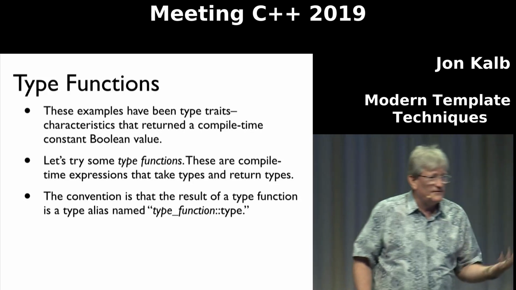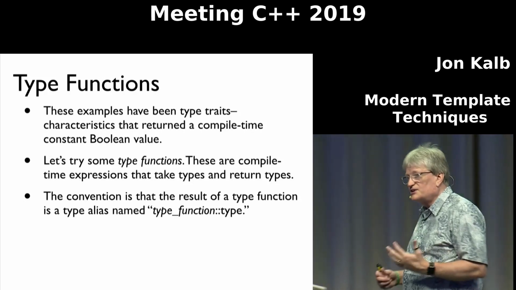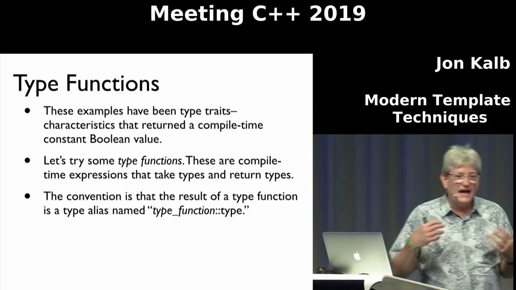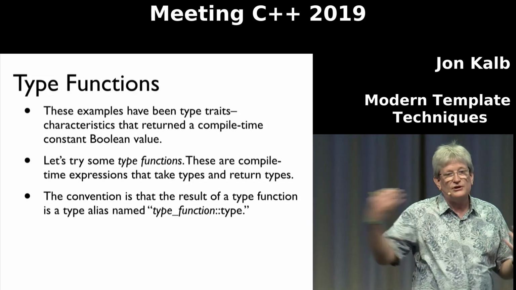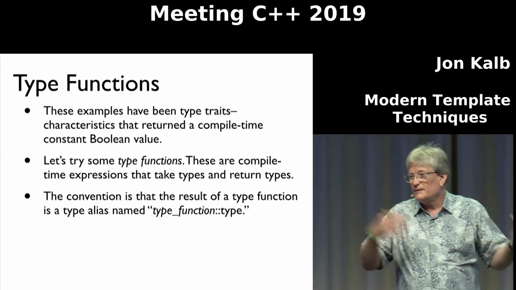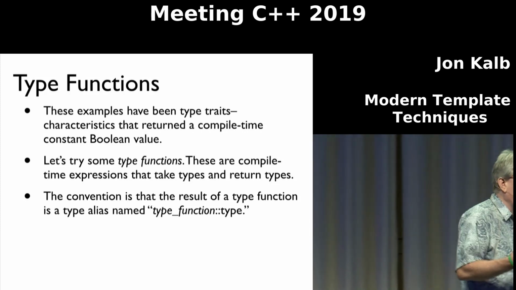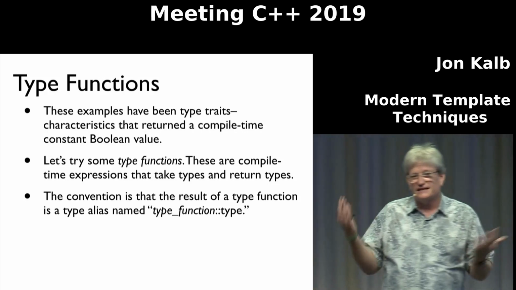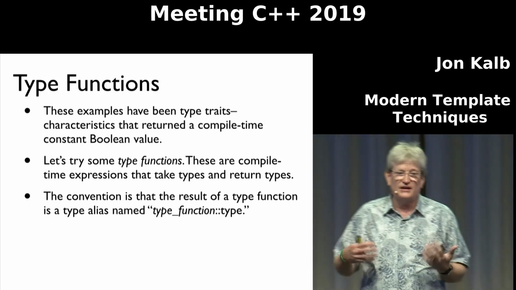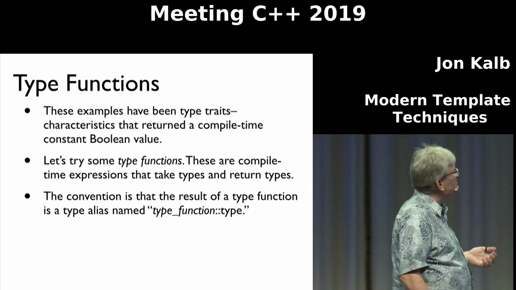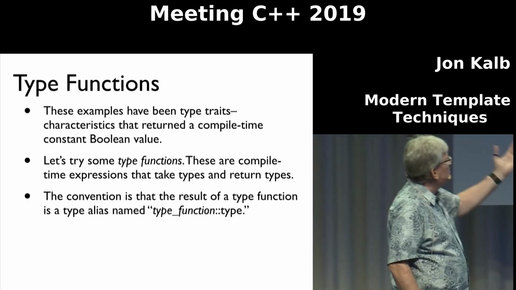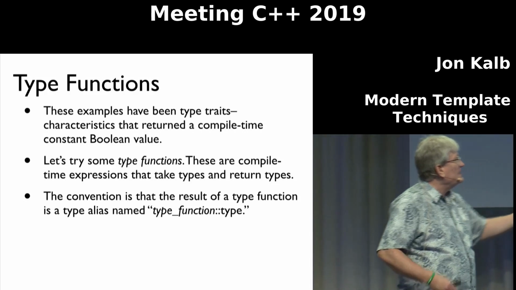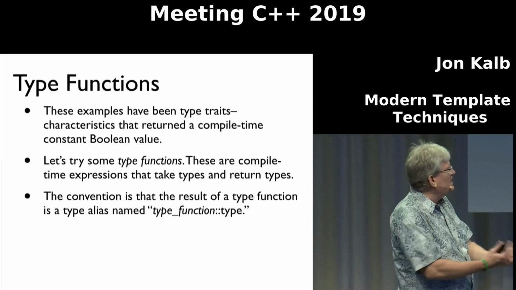Now we're going to talk about type functions. So a type function is a function that takes types as the parameter and returns another type. That's a type function. And type functions are not supported directly as first-class things in C++, but we can emulate those very easily, again, using templates. And again, we have a convention, and the convention is that the type, because we don't actually have type functions, we're not actually going to return a type.